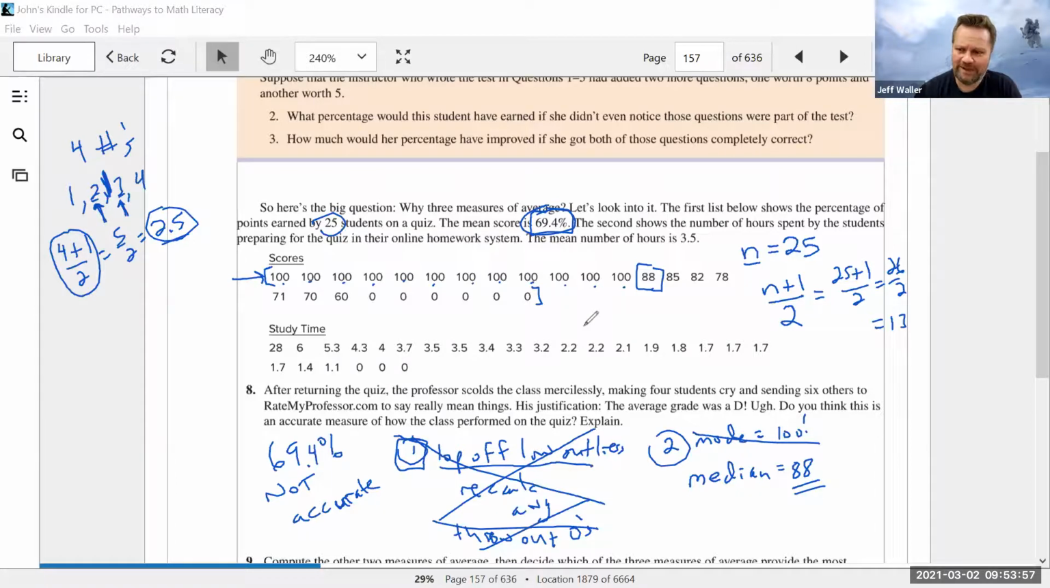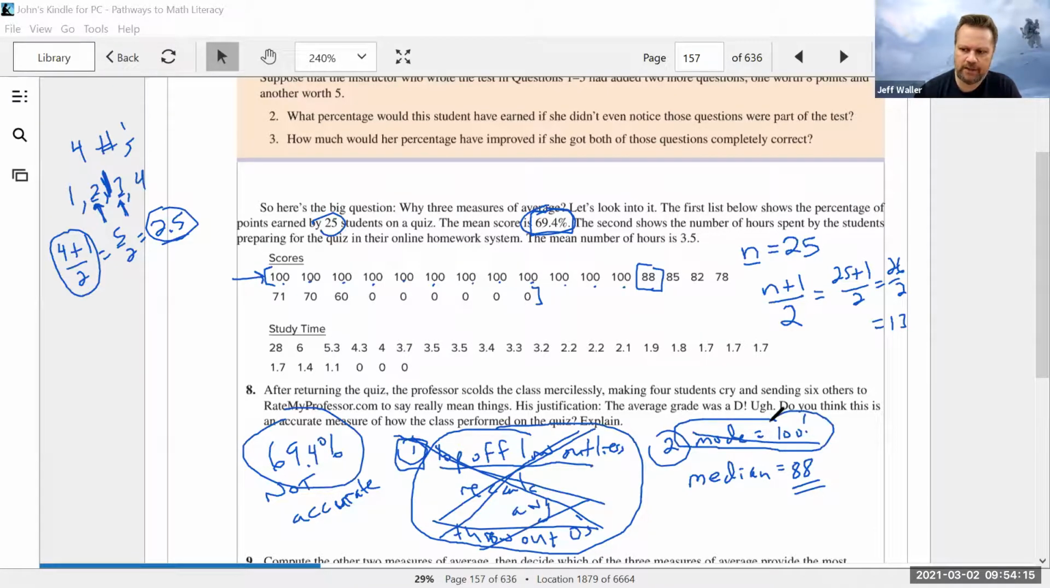So the mean is definitely bad. Cutting off the outliers does sometimes make sense, but most of the time we don't like throwing data out. The mode is not horrible, but it's not the best because it kind of ignores everything else. The median is the one that keeps all the data there and it is not affected by outliers.